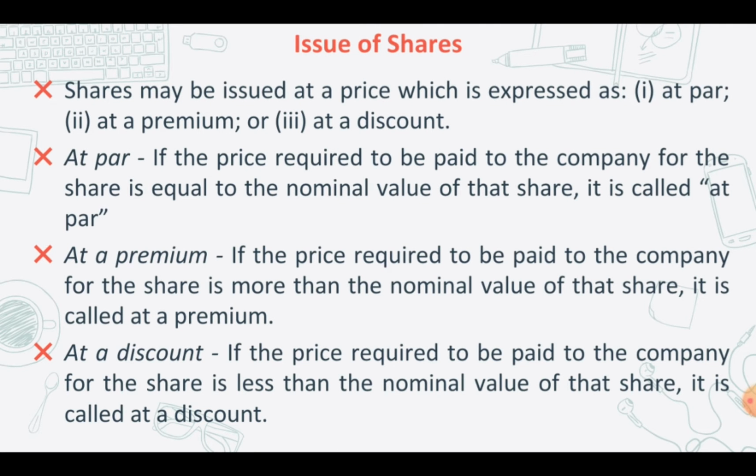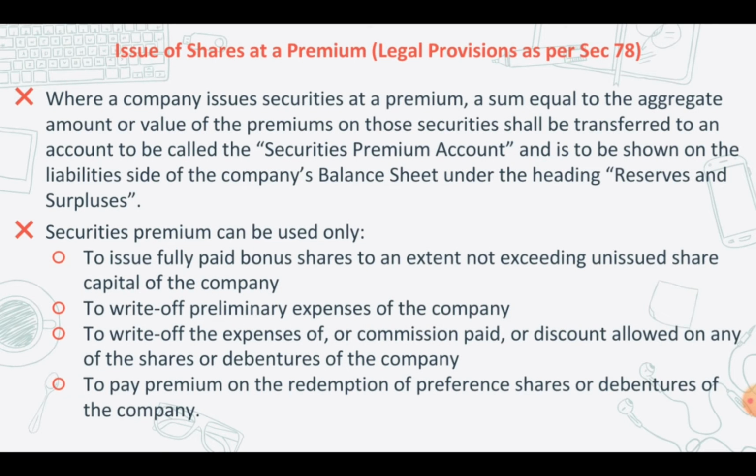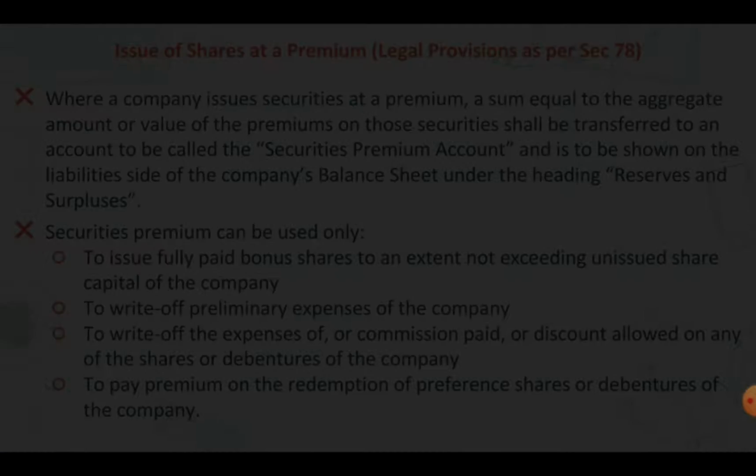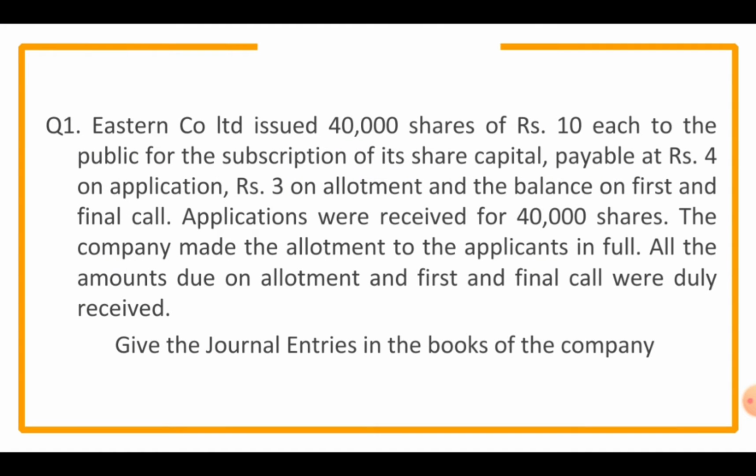And then we talked about issue of shares, how shares are issued, and we know that shares can be issued at three prices: at par, at premium, and at a discount. Besides that, we talked about legal provisions pertaining to issue of shares at premium and at a discount under Section 78 and Section 79 respectively of the Companies Act 1956. So as we said, moving on to problems, let's look at the first problem.